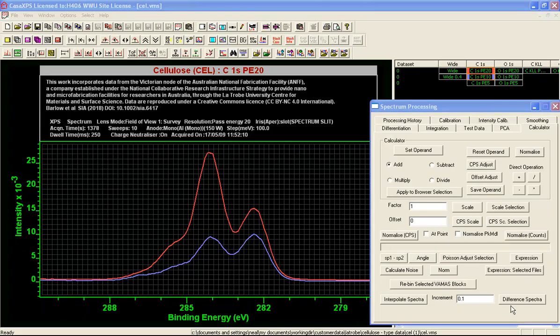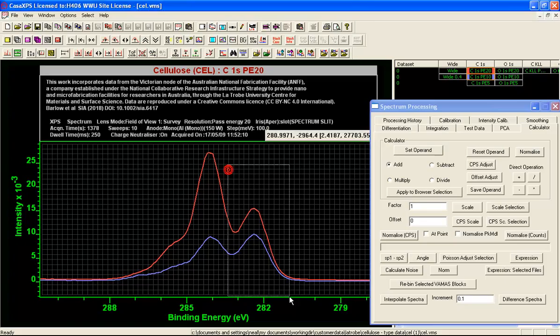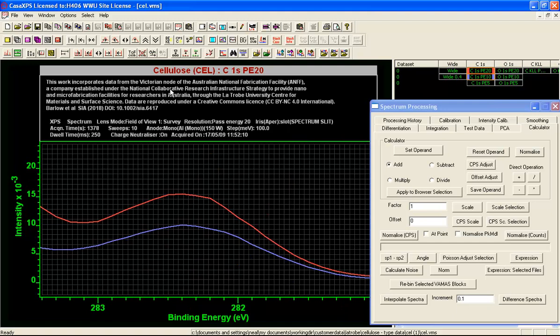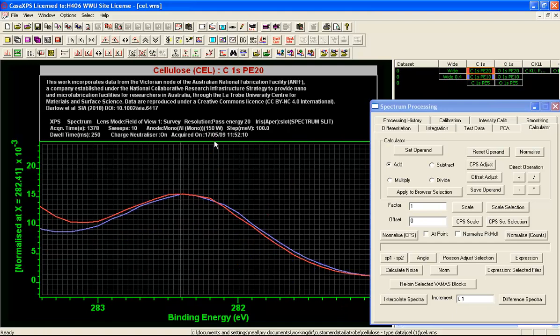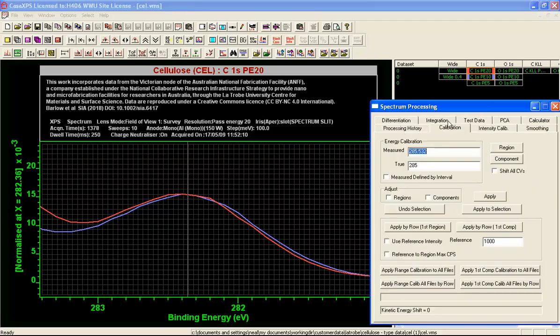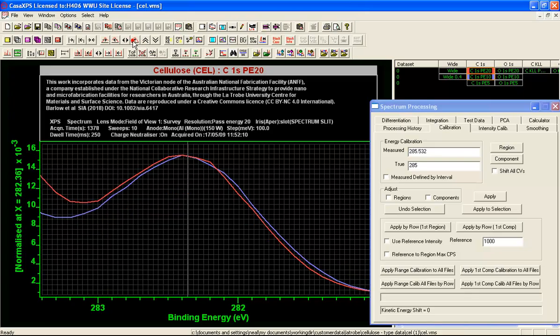Before calculating the different spectra, the first thing we need to do is to make sure these peaks are aligned as best we can. And we'll use the calibration property page to achieve this. So what I'll do is I will normalize these data and then shift one relative to the other, so that I see this carbon peak here that I think is related to the CH type intensities, so these align.